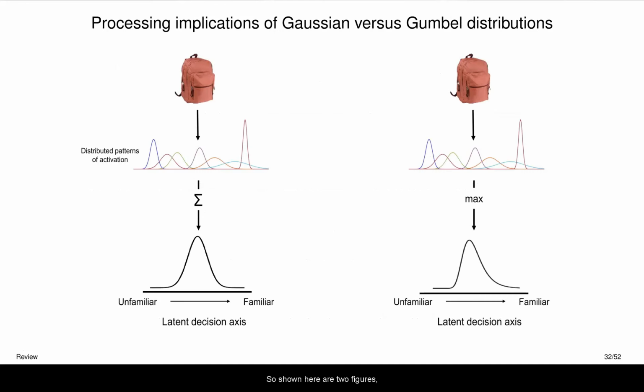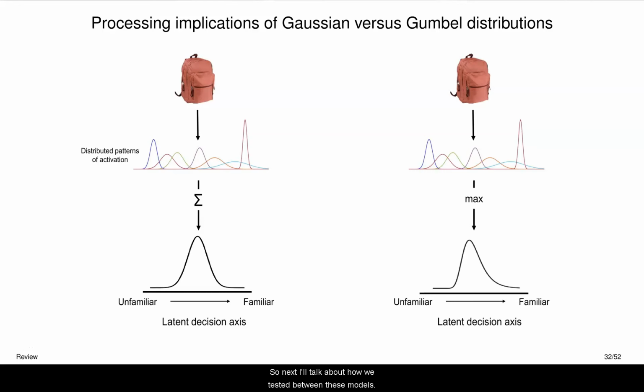So shown here are two figures, one of which I showed you before on the left. As mentioned earlier, the assumption is that each stimulus elicits a sensory response, and the Gaussian distribution implies that people pool these sensory signals via summation or averaging. However, the Gumbel distribution implies that people take the maximum of these sensory signals. Obviously, these parametric assumptions have different implications for how we think about processes across different domains.